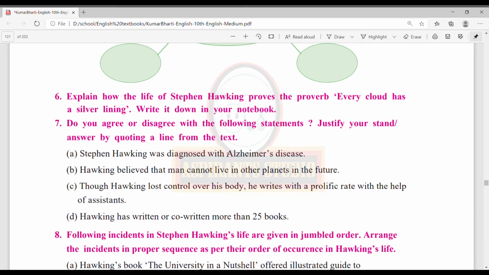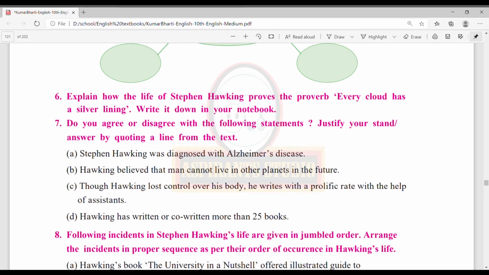C. Though Hawking lost control over his body, he writes at a prolific rate with the help of assistants. Yes, I do agree. The line from the text justifying this stand is, through the program and the help of assistants, Stephen Hawking has continued to write at a prolific rate.